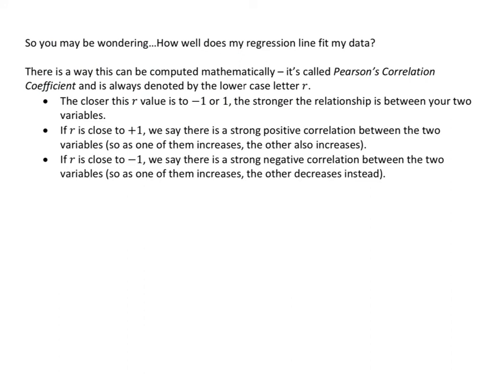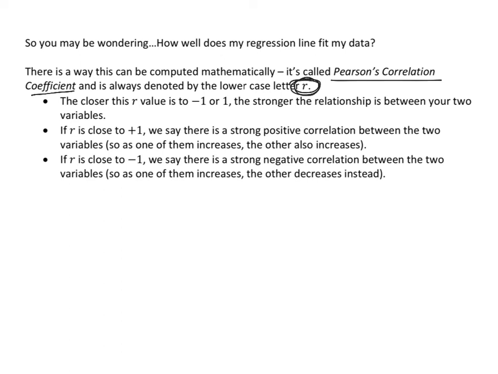In IB, we're about reflection, right? And so I hope that you're wondering, how strong is the relationship between these two things? If I think that precipitation is linked to temperature, and if I think one of them is dependent on the other one, I need to be looking at how well my regression line fits my data. How strong is the relationship between these two variables? There is a way that this can be computed mathematically, and it's called a Pearson's correlation coefficient, and it's always denoted by the lowercase letter r.